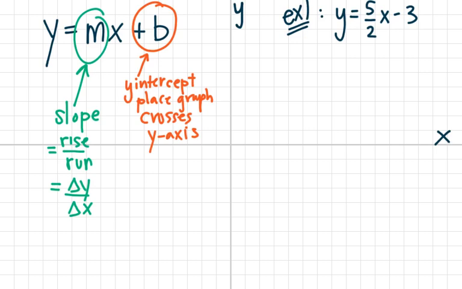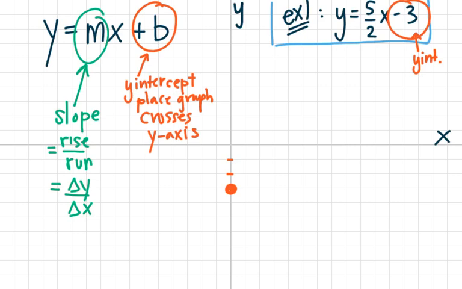Okay, let me do an example to make it more clear for you. Let's look at this example here. We have an equation y equals 5/2 x minus 3. Now the first thing you want to do is look at this number here, this minus 3. This is what's called the y-intercept. It's the place where the graph crosses the y-axis. So I'll go down 1, 2, 3. I know the line crosses right there.